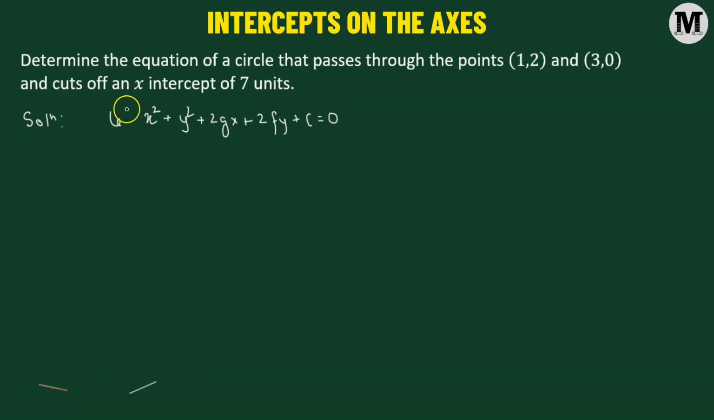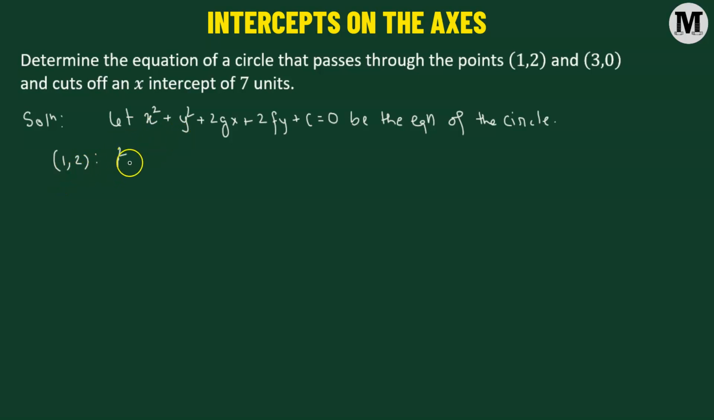Let this particular equation be the equation of the circle which we want to obtain. So our goal will be to determine the values of the constants g, f and c. Here we start with the first condition, that the circle passes through the point (1, 2). If the circle passes through the point, the point lies on the circle and satisfies this equation, which means we replace x with 1 and y with 2.